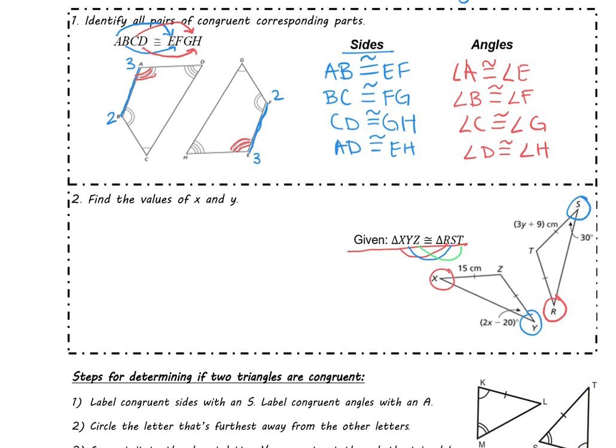And then our last letter, Z and T, I'm going to do that in a third color. So they're saying that all of those angles are going to match up to each other. They should be congruent, which means they should be the same size. So they want us to find the values of x and y.